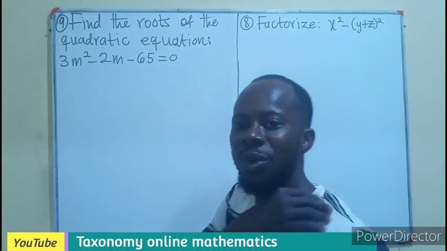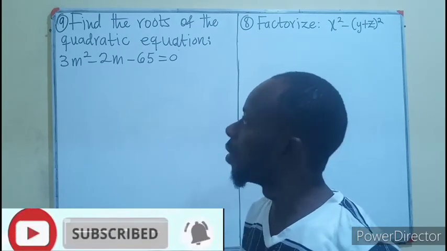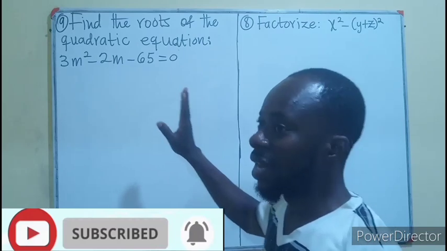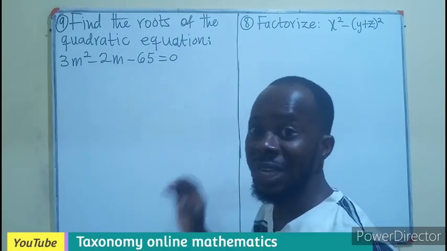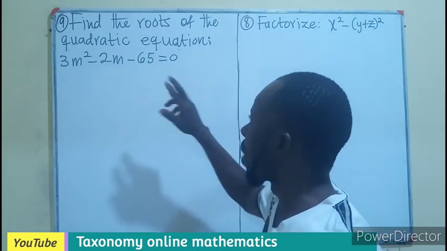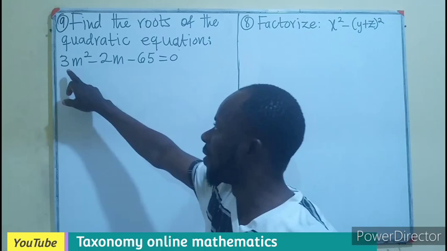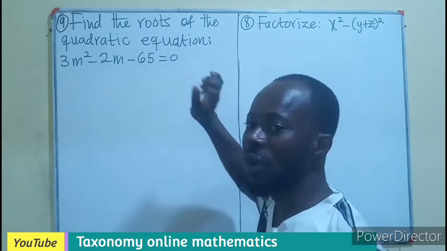Let's continue with the objective questions, June 2023 WASSCE questions. We are starting from question 9 upward. Let's see how many we can solve within 10 minutes. So, find the root of the quadratic equation: 3m squared minus 2m minus 65 equals 0.